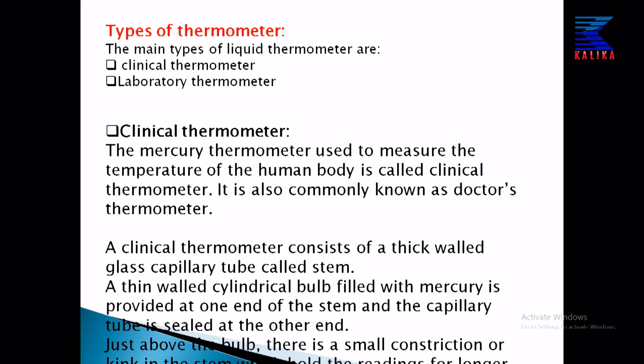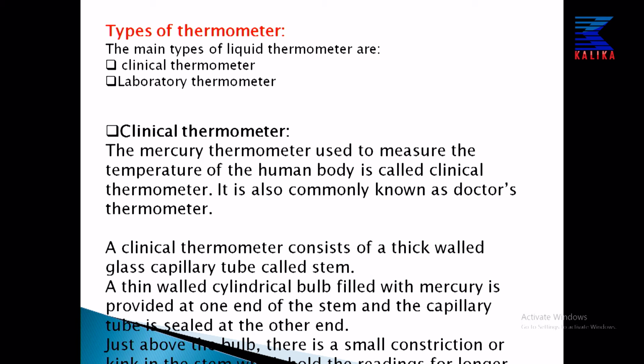And on the basis of working principle, the main types of thermometers are clinical thermometers and laboratory thermometers. Again, on the basis of liquid used in the thermometer, there are two types of thermometer: one is mercury thermometer, another is alcohol thermometer. Mercury thermometer is for high temperature, from minus 37 degrees Celsius to 357 degrees Celsius, and the alcohol thermometer is from minus 117 to 78 degrees Celsius.